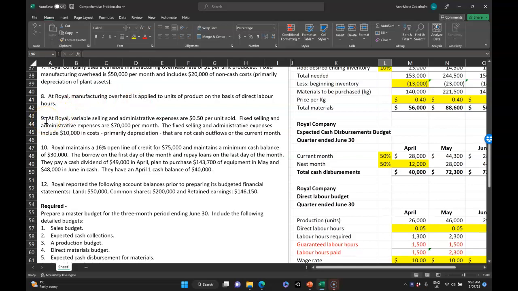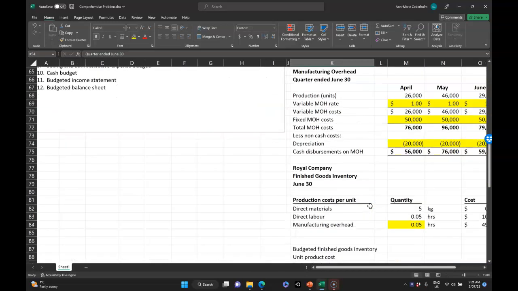So in part 9 it says, at Royal, variable selling and administrative expenses are 50 cents per unit sold. Fixed selling and administrative expenses are $70,000 per month. The fixed selling and administrative expense includes $10,000, which is depreciation, that is not cash. Okay, so we do have all the information here, and they are lumping them all together.